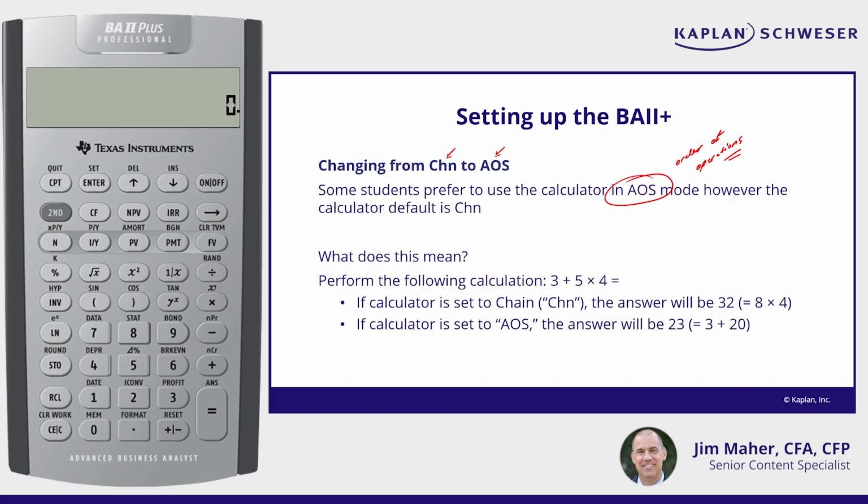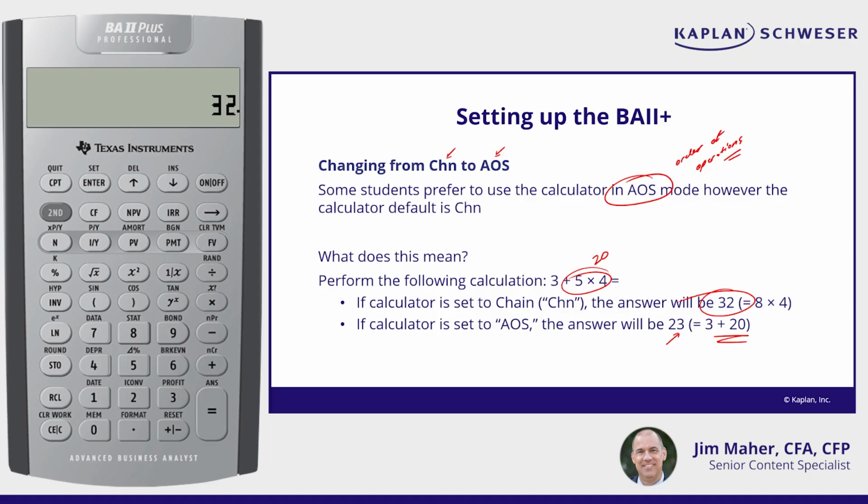So what does this actually mean? For performing the following calculation, I can demonstrate this on the calculator. If I come over to the calculator and do 3 plus 4 times 4, I'm already defaulting into chain mode. You can see I'm going to get 32. But what happens if I switch to AOS mode? My answer is going to be 23. How do we get that, Jim? How do we get to 23? Well, you would see the order of operations. The multiplication is going to be first. It's going to be 20, and then we add the 3. So you're going to get 23.